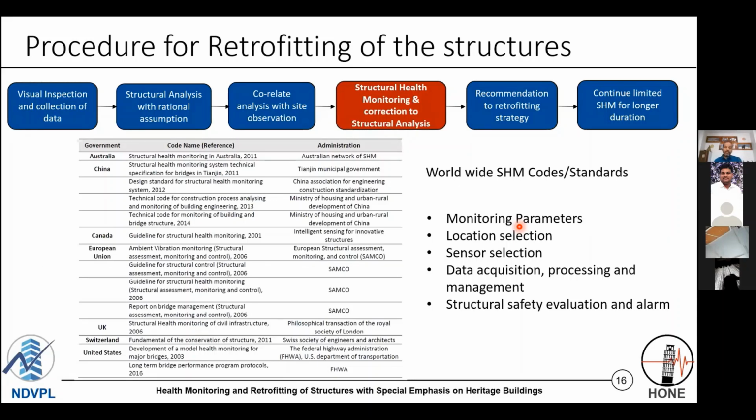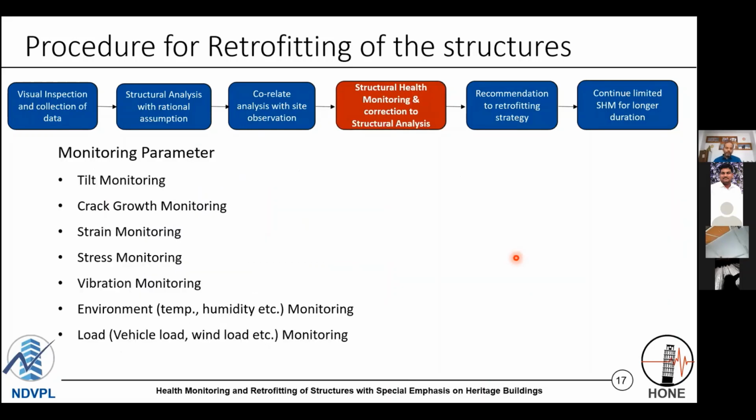ASTR is already working on it. We already published one book on retrofitting, how to retrofit different structures, where I contributed one chapter on heritage structure retrofitting. There are different country codes available which specify monitoring parameters, how to select the location for monitoring, how to select the sensor, the data acquisition method, and most important, structural safety evaluation and alarm, that is, the level of acceptance for the observed values.